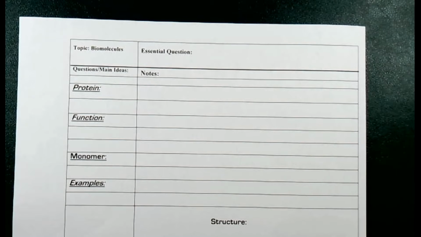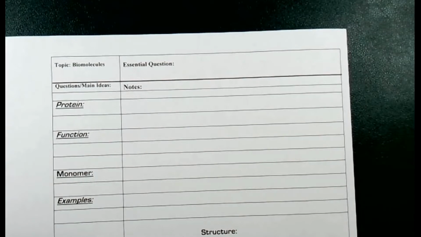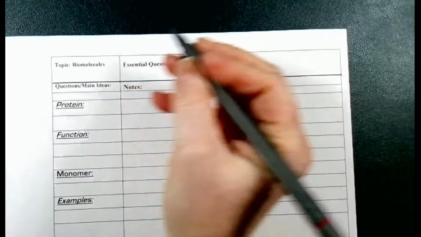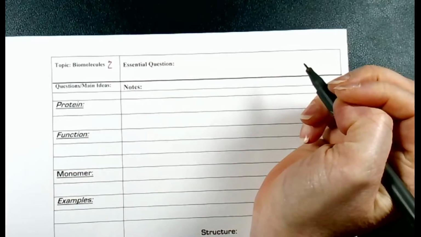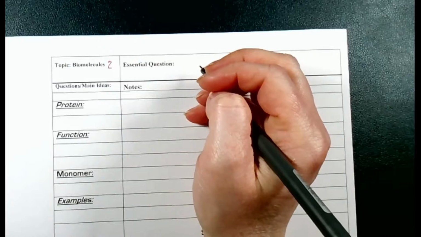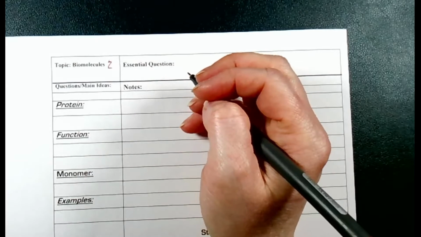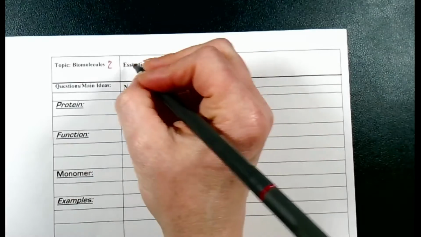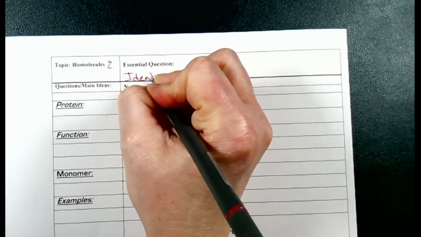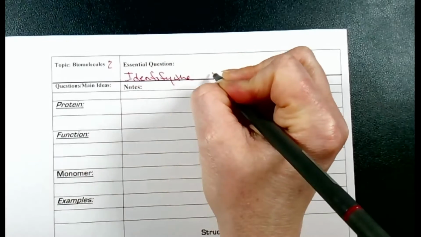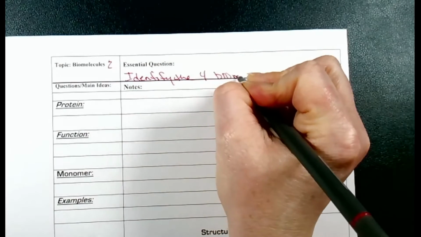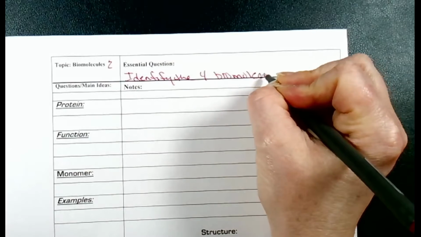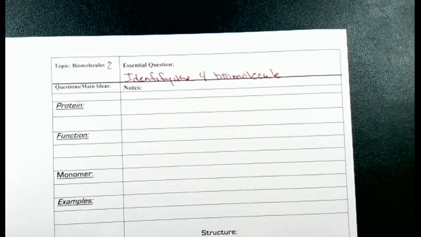So last video we learned about carbohydrates and we learned about lipids. Now we're moving on to proteins and nucleic acids. So it's part 2 for biomolecules, and we are still working on identifying our 4 biomolecules. This is what we're still working on, being able to identify and understand the 4 basic biomolecules for life.